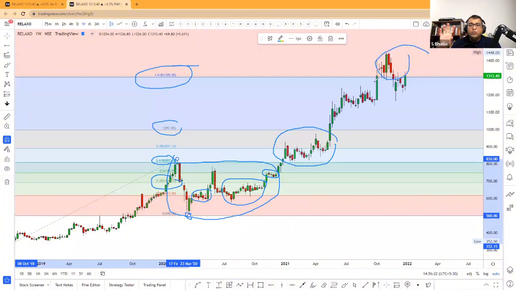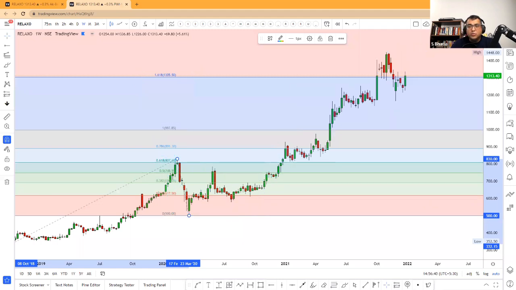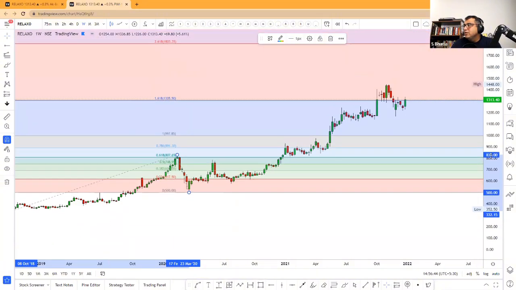So now what I'm trying to tell you is that by looking at it, you are able to see, again, this is a confluence of support and resistance. So you need to understand this in the context of what's going on.